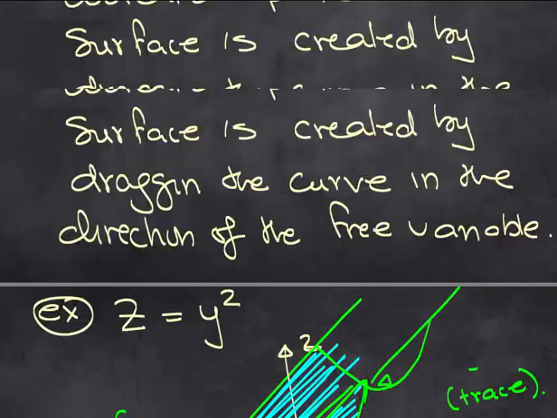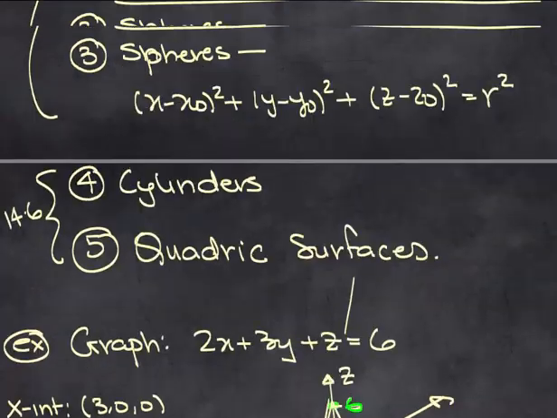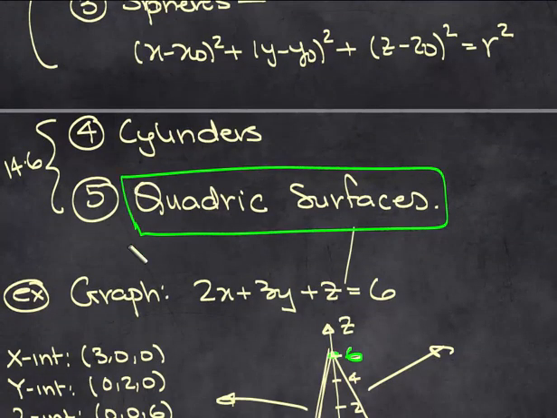So the next thing we want to talk about, like I said, are called quadric surfaces.